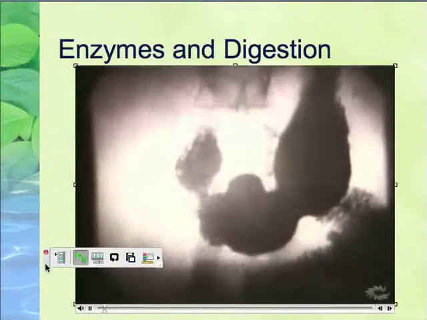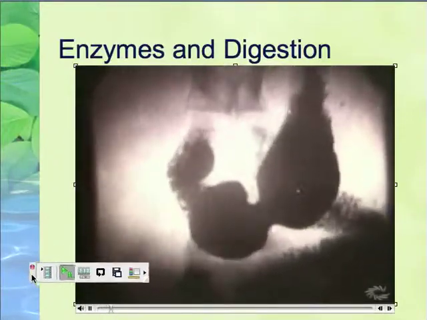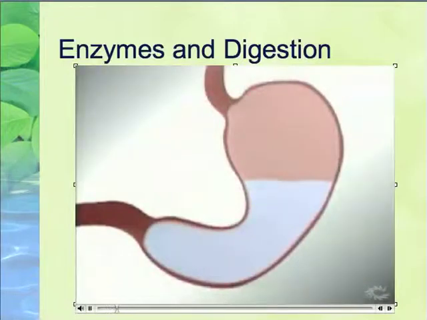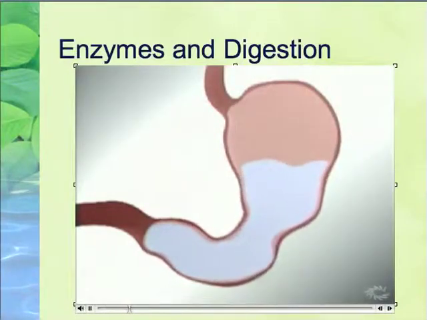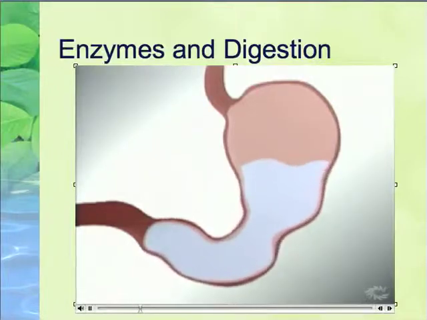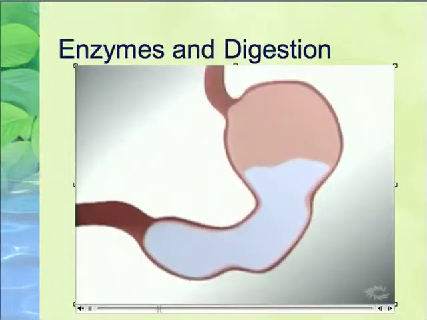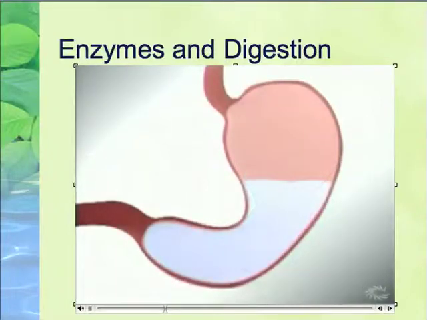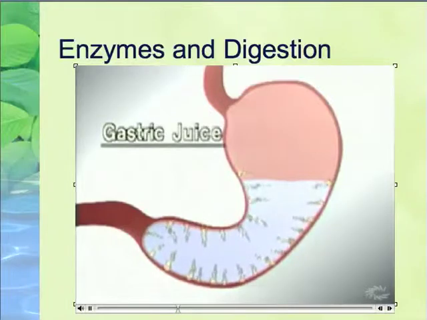Food reaches the end of the esophagus, it goes into the stomach. Inside the stomach, both mechanical and chemical digestion take place. Mechanical digestion occurs as the stomach squeezes the food, churning it and turning it into a kind of soupy mixture. Chemical digestion occurs when glands that line the walls of the stomach secrete gastric juice.